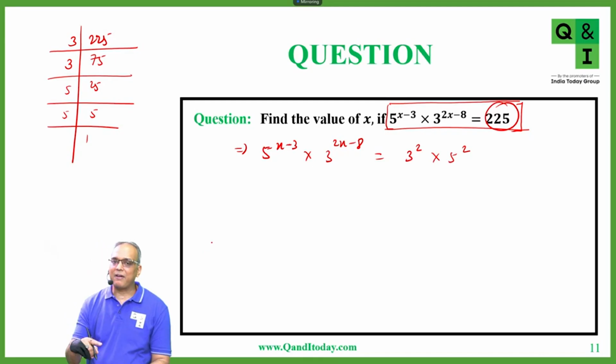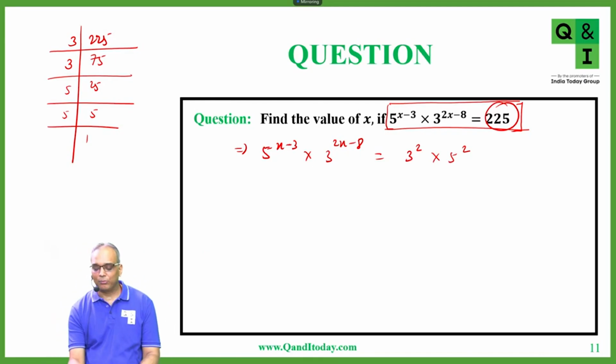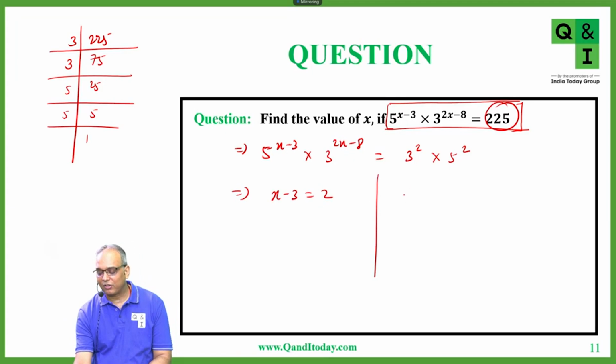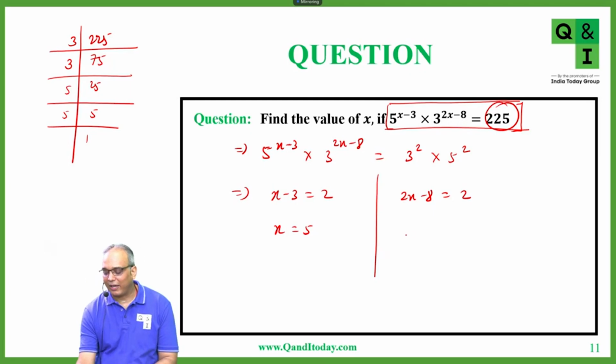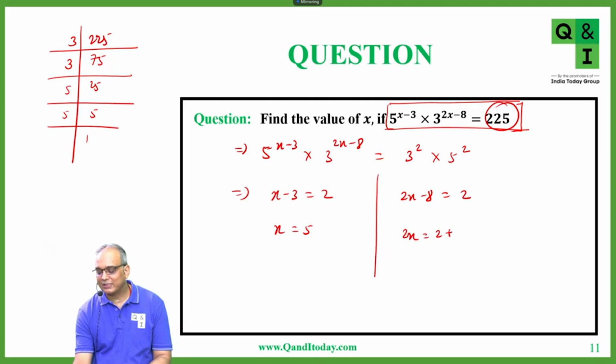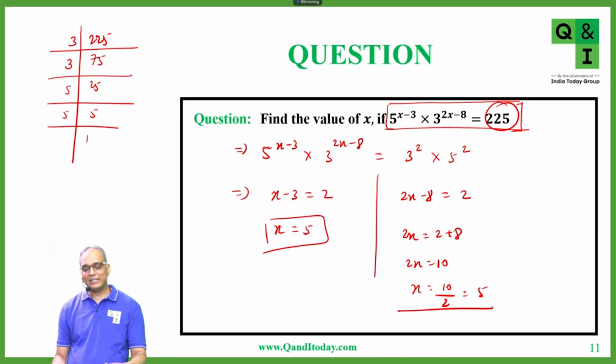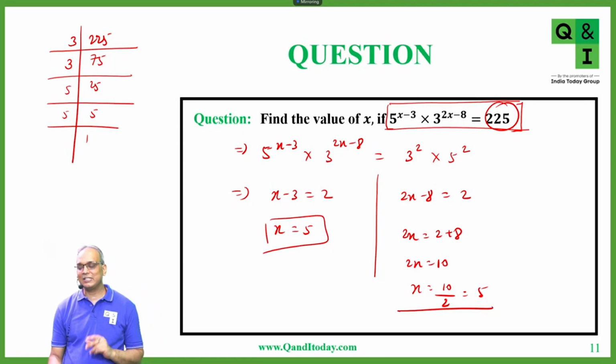Now equate the powers of 5 and equate the power of 3 on both the sides. So by equating the powers, you will get x minus 3 is equal to 2. And by equating the power of 3, you will get 2x minus 8 is equal to 2. When you solve this, x will give you 5 here. And here you have 2x is 2 plus 8. 2x is 10, or x is 10 by 2, which is equal to 5. So in both the cases, you are getting x as 5 only. So the value of x which satisfies this equation is x is equal to 5.